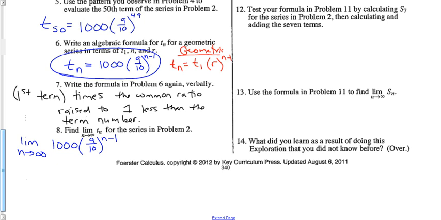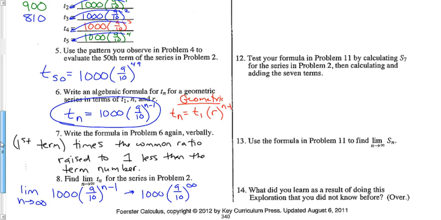So what we need to know is, what's happening as my 9/10 is being raised to bigger and bigger powers? Anytime we have a fractional value raised to an infinity, so we're looking at 1,000 times 9 over 10 raised to the infinity, that thing is trying to become 0. Now, let's think for a minute, go back to our table at the beginning.